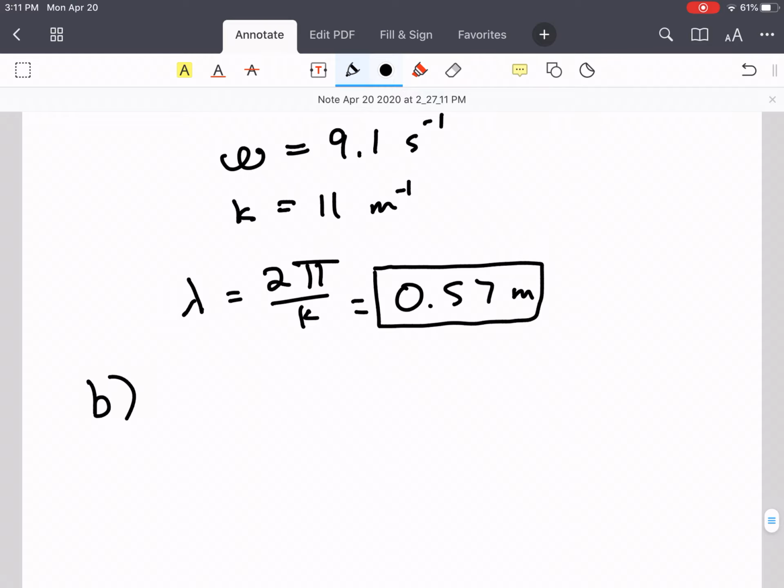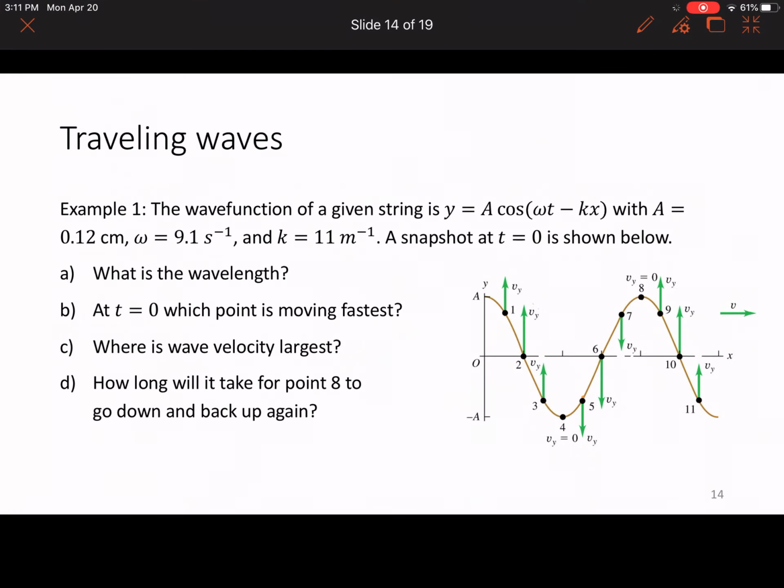All right, so now let's ask a little bit of conceptual questions. Here I've taken a picture of this wave at t equals 0. And the question is, at t equals 0, which point is moving fastest? Point 1, point 2, point 3, 4, etc., all the way up to 11. Okay, so mentally take a vote. Which points do you think are moving fastest? And the answer is going to turn out to be 2, 6, and 10. If I plot out their velocities, you see that it's moving very fast at 2, 6, and 10.